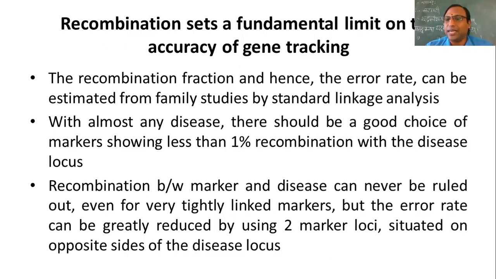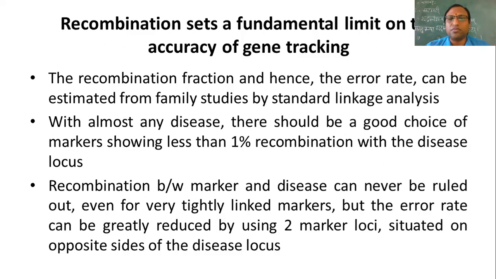With almost any disease, there should be a good choice of markers showing less than 1% recombination with the disease loci. So 1%, yesterday we saw theta equal to 0.01. Based on that, we can say that the farther the marker, the lesser the linkage to the disease loci, and if it is closer, the disease loci is more likely to be there.